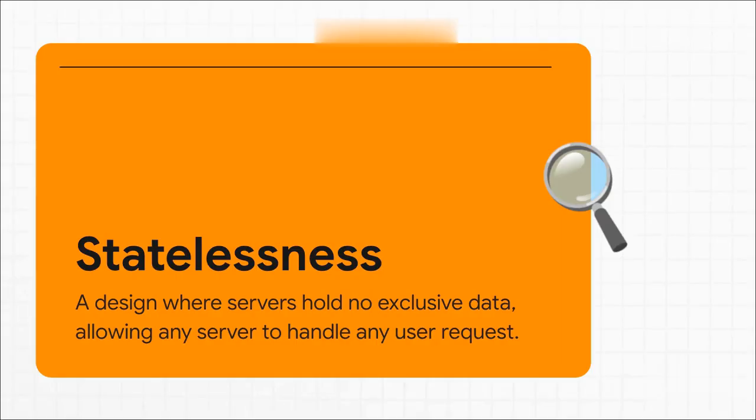The whole point is that with this kind of design, it literally does not matter which server your request hits. It could be server A, server B, or server Z. They can all give you the exact same response because none of them are holding on to any unique information about you. And that is the key that unlocks real, powerful horizontal scaling.